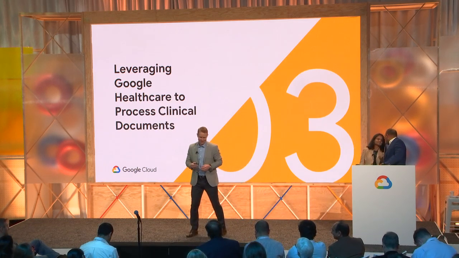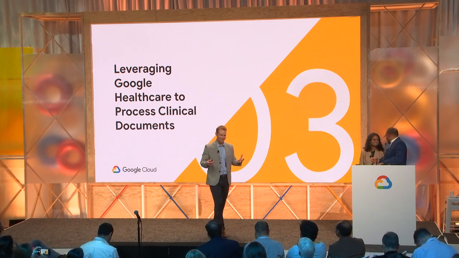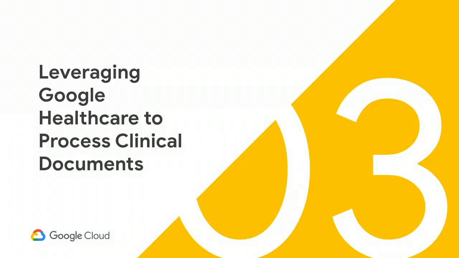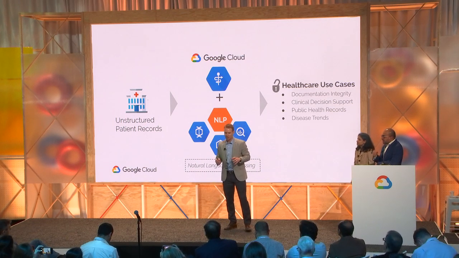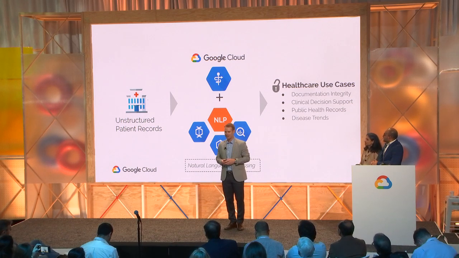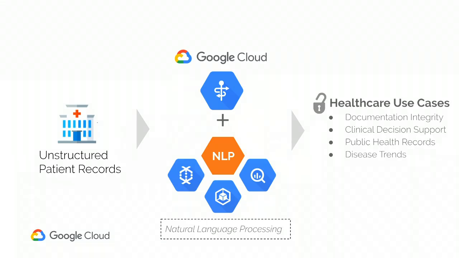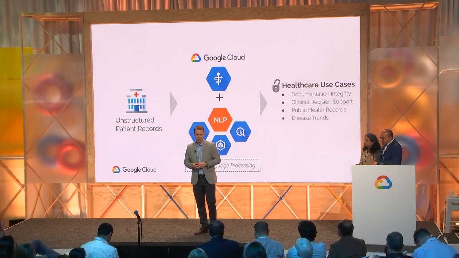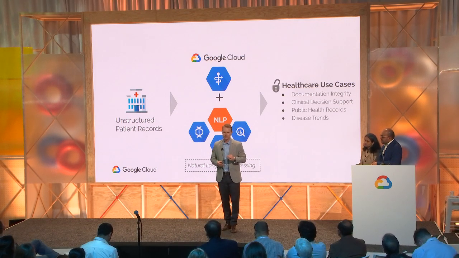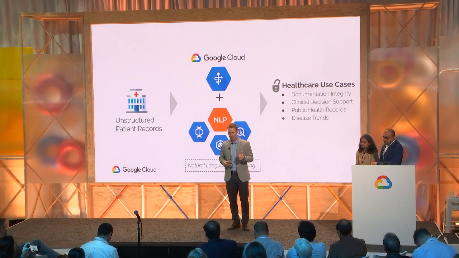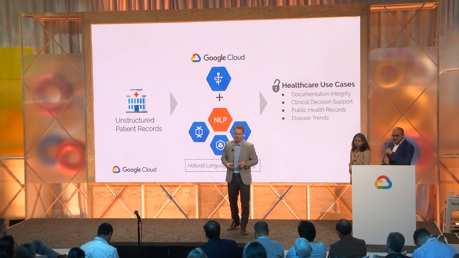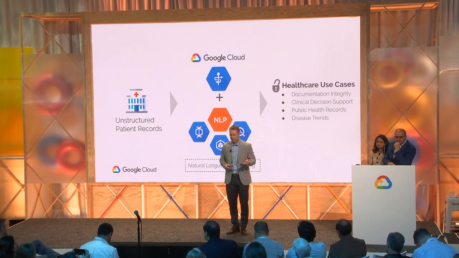All right, so I get to hopefully bring some of the solution together, and link the Healthcare API back to the message and challenges that we were having at Rush. What I want to show you is how we can combine the Healthcare API along with a natural language processing engine running on GCP to unlock key healthcare use cases that Jawad referred to. That includes document integrity checking, clinical decision support, public health records, and disease trends.